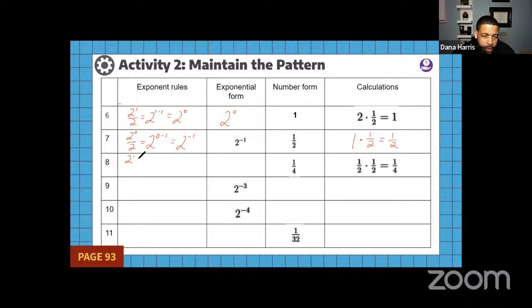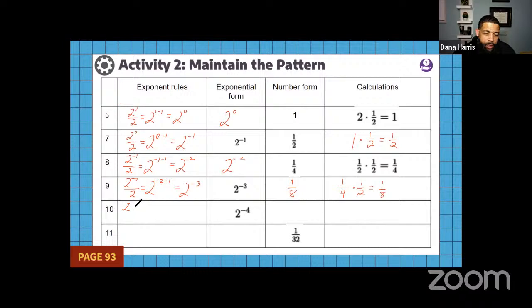Continue the pattern. 2 to the negative 1 power over 2 is 2 to the negative 1 minus 1, which equals 2 to the negative 2 power. So that's what goes here. And then 2 to the negative 2 power is 1/4, or 1 over 2 to the second power. So then we got 1/2 times 1/2. Here, if we take 2 to the negative 2 power over 2, that's 2 to the negative 2 minus 1, which equals 2 to the negative 3 power, which is 1 over 8. And then I can say 1/4 times 1/2, which gives me that 1/8.